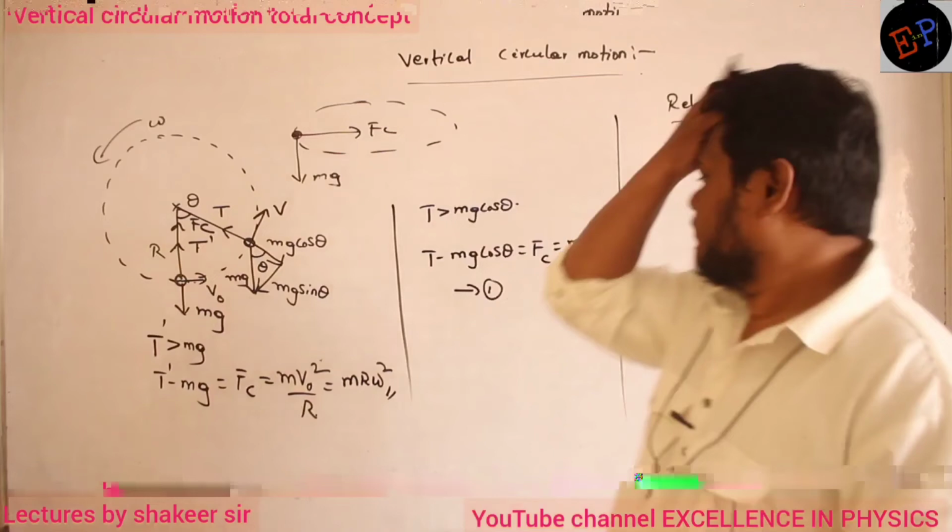And what is this one? This is mg cos theta. Now can you say who is providing the centripetal force? mg cos theta? Okay, so therefore here I can say mg cos theta should be greater than normal reaction. Clear, no? Because the force which is acting towards the center should be a bigger force.